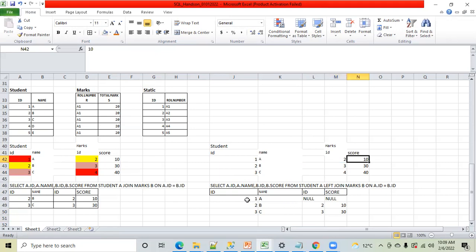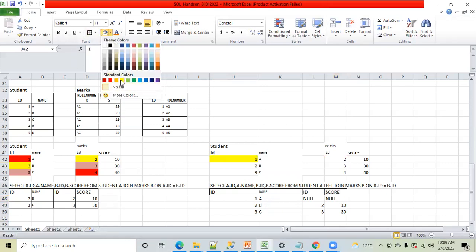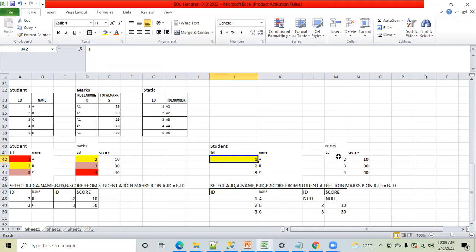Okay, fine. So, 1A null. Why have you written null here? What is the reason for these null records? ID 1 is present in the student table, but it is missing in the marks table. Yes. That is why you have given null here. This is the reason.